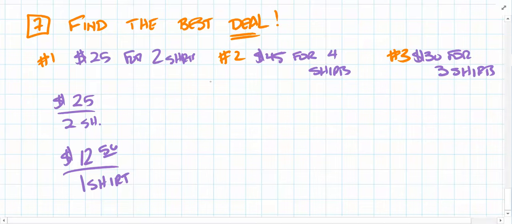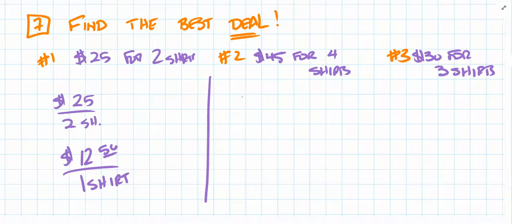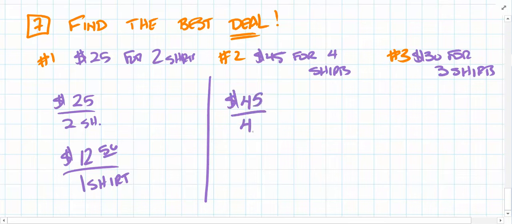Okay, give me a ratio that I could write for number 2. Give me the ratio that I have. $45, I have $45 for 4 shirts. You guys agree with that part? Okay, good. Give me the unit rate now. What would that be? How much? $11.25 for what? For 1 shirt.